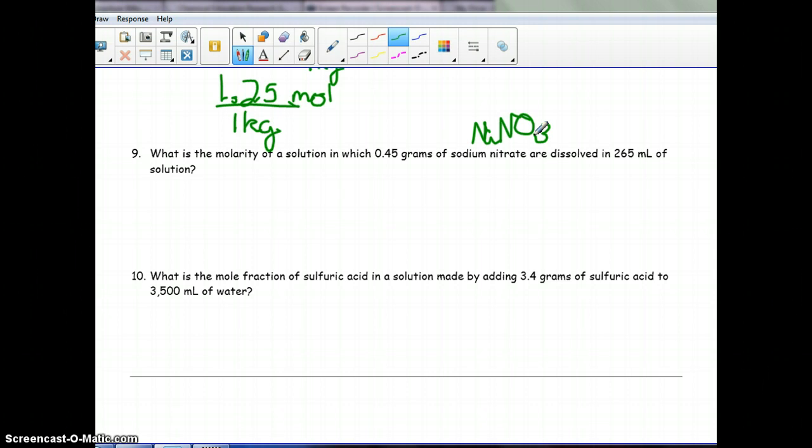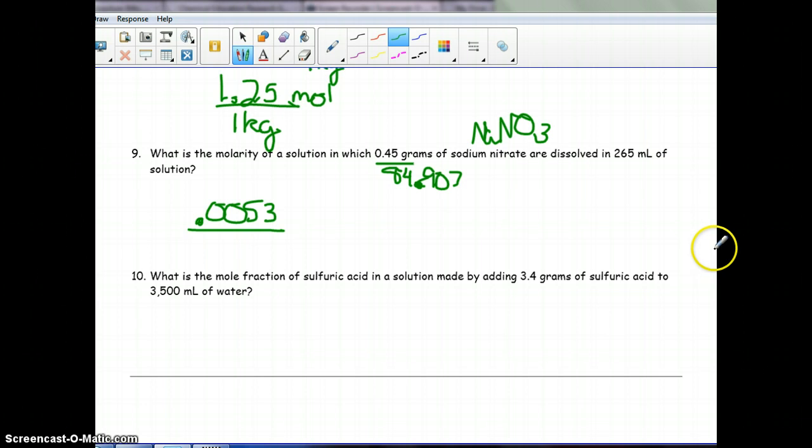All right, so our molar mass is 84.907. So we got 0.45 divided by 84.907, and that's going to give us our moles of sodium nitrate. So let's plug that in the calculator. So 0.0053 is our moles. All right, so that's going to be the top part of the solution. Now we just got to know the liters of water.